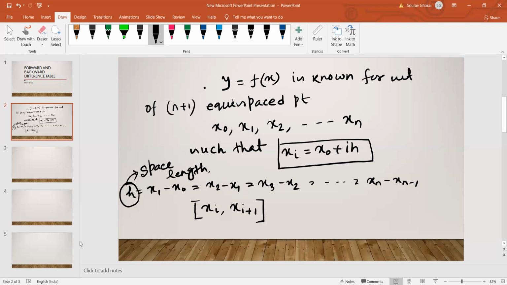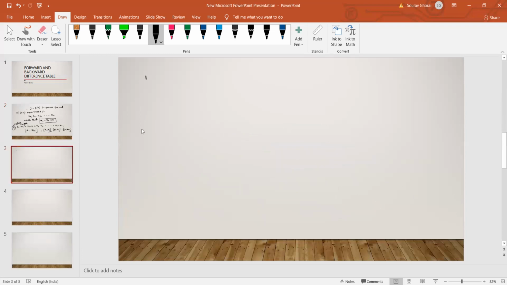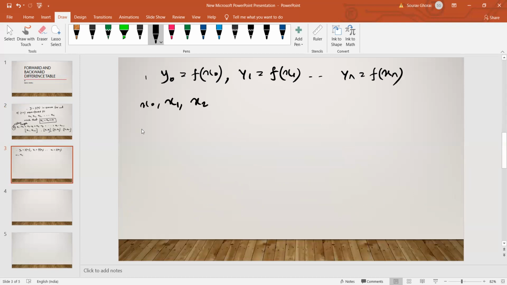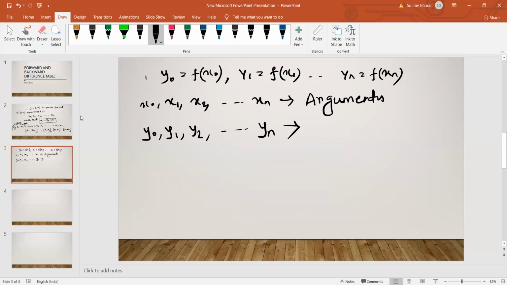And this is a closed interval, where you consider the interval x0 to xn. Now if we consider the corresponding functional values, y0 is equal to f of x0, y1 is equal to f of x1, and yn is equal to f of xn. These x values x0, x1, x2 dot xn are known as arguments, and the corresponding values y0, y1, y2 dot yn are known as entries.